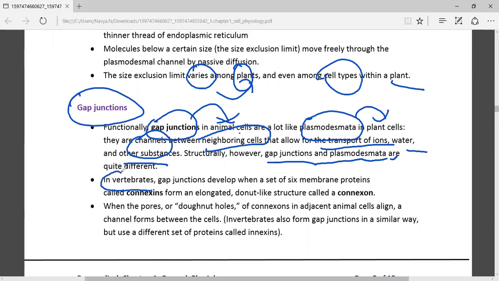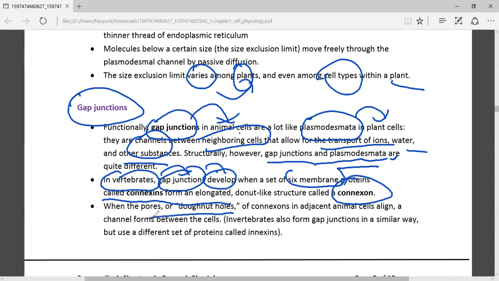In vertebrates, the gap junction develops when a set of six membrane proteins called connexins forms an elongated doughnut-like structure called a connexon. When the pores of the connexons in adjacent animal cells are aligned, the channel that forms between the cells is the gap junction.